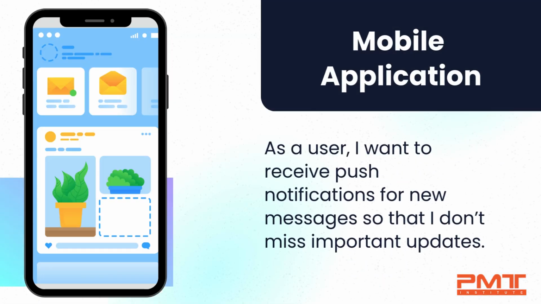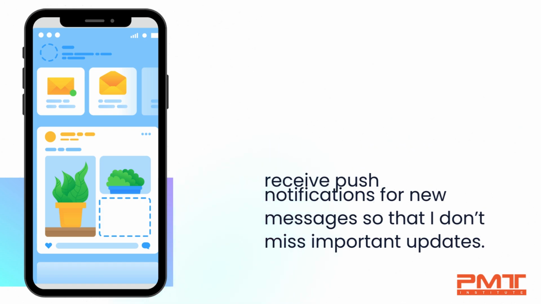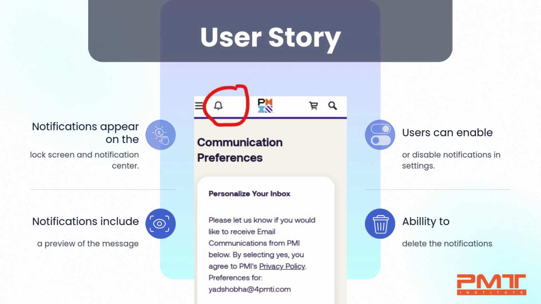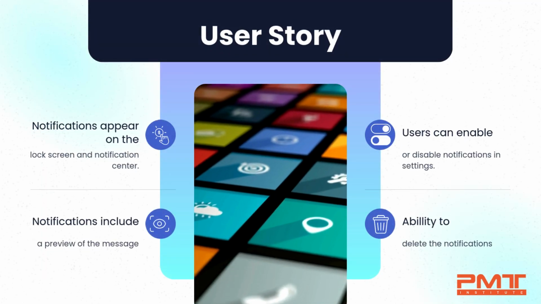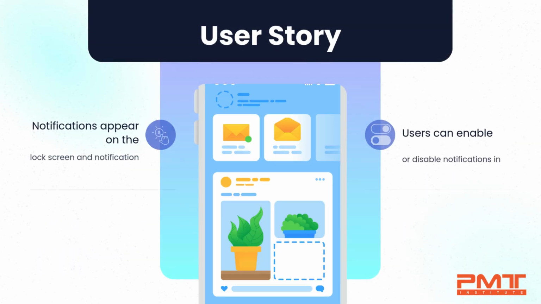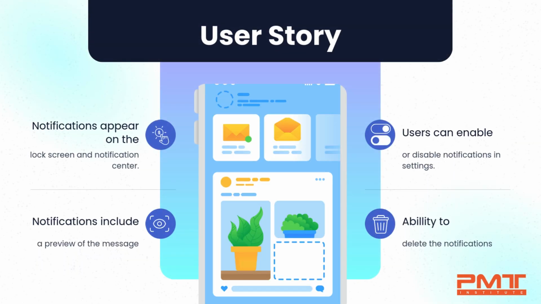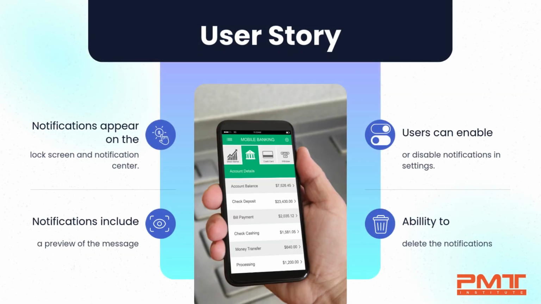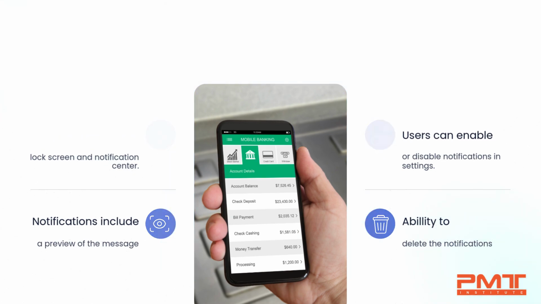Next, let's look at a mobile app example. The user story is, "As a user, I want to receive push notifications for new messages so that I don't miss important updates." The acceptance criteria are: notifications appear on the lock screen and notification center. Users can enable or disable notifications in settings. Notifications include a preview of the message. This story ensures that users stay informed while maintaining control over their preferences.